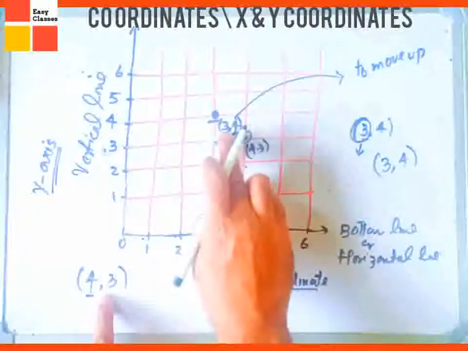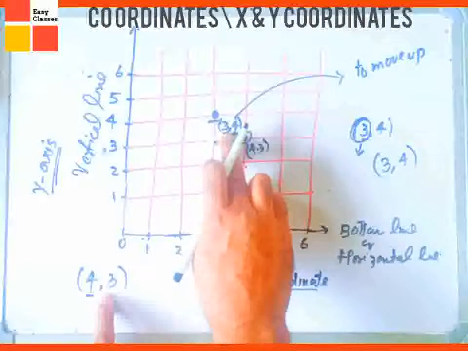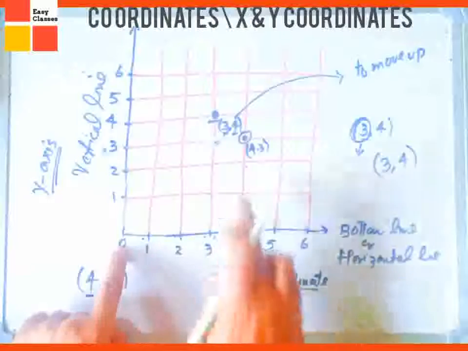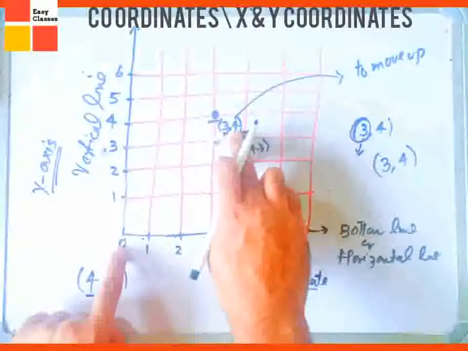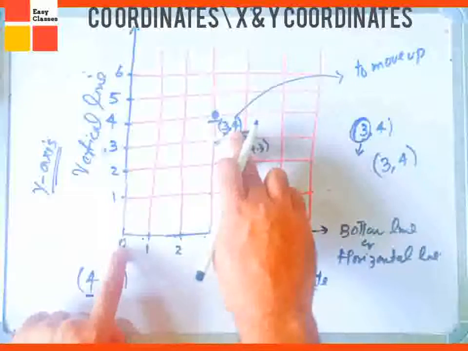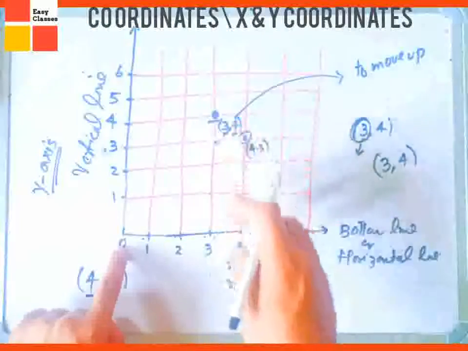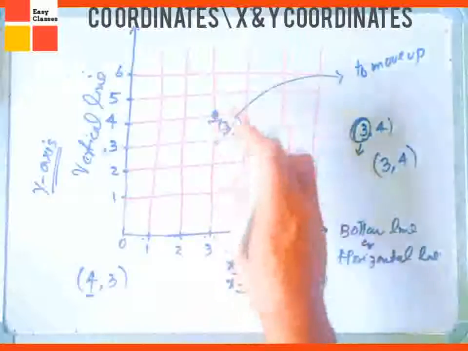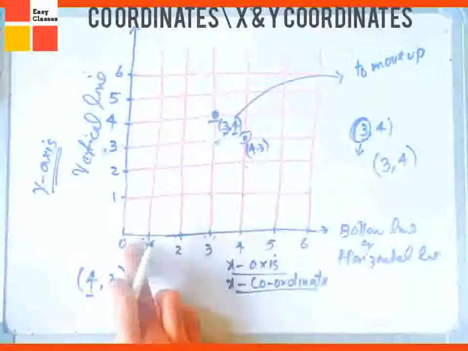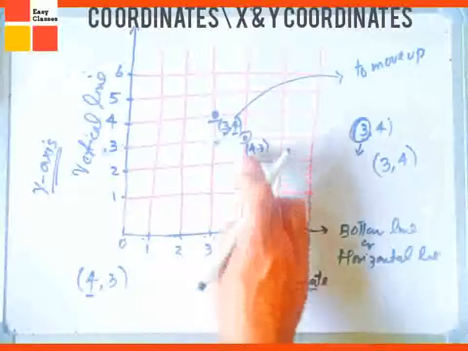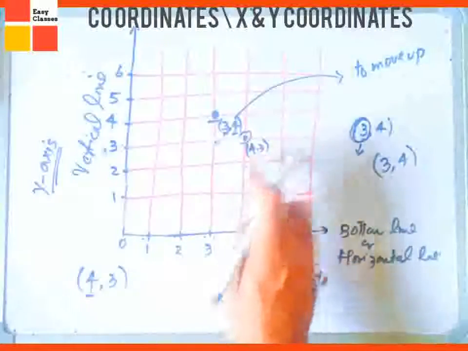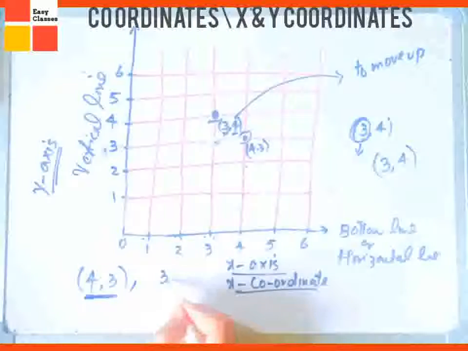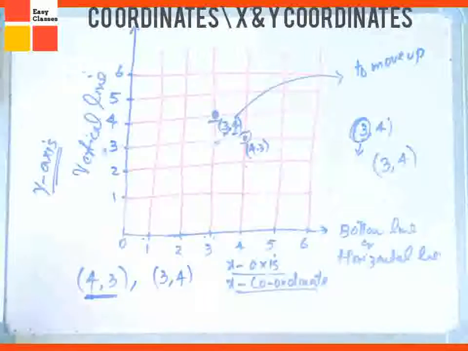So the position of point 3, 4 is here. That means we have to move 3 units away from the origin towards the right, and 4 points upwards away from this origin: 1, 2, 3 and 4. In this case, we have to move 4 points towards the right and 3 points upwards. So the position of this point 4, 3 is different from the position of 3, 4, right?